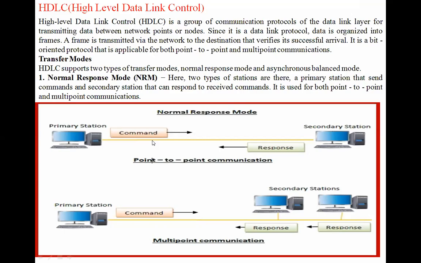This happens in the normal response mode. Normal response mode mainly operates on primary stations and secondary stations. The primary station is the main server, and the secondary stations are the substations. Substations are the many computers connected to the main server.